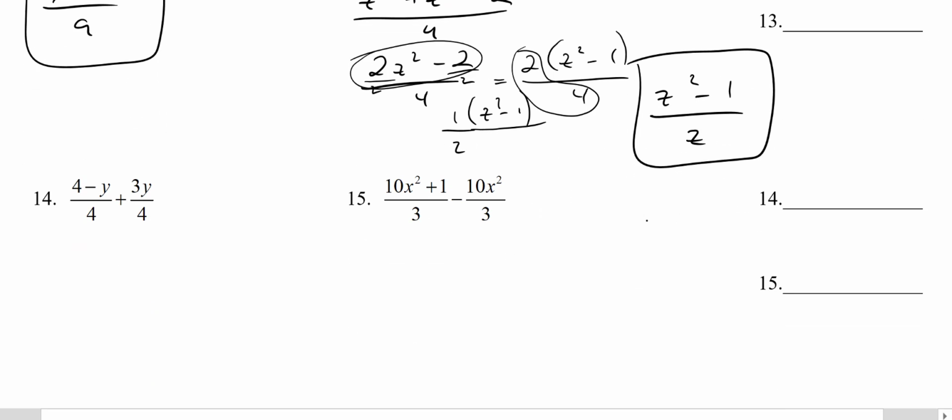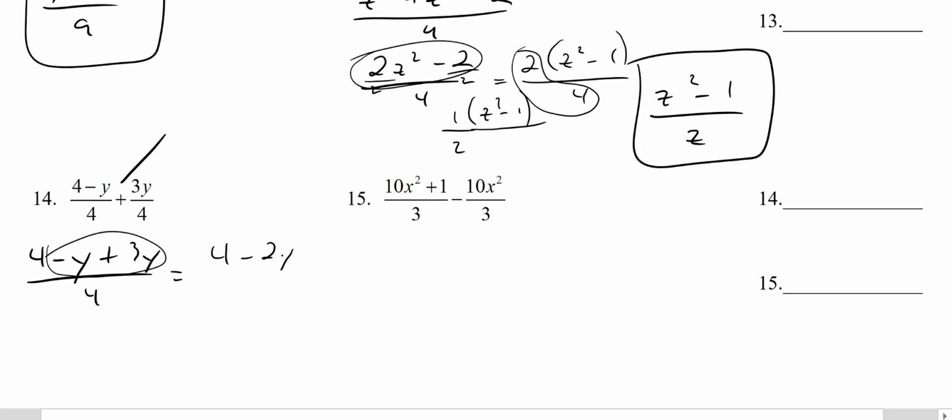14, kind of the same idea. It's got a plus sign. So 4 minus y plus 3y over 4. So we can combine these two together. So negative y plus 3y is 2y. So it's 4 minus 2y over 4. And remember what I said, if you can, factor. So I'm going to factor 2 out of there.